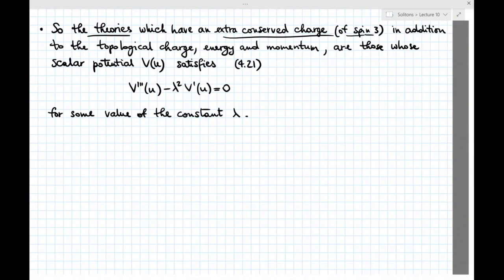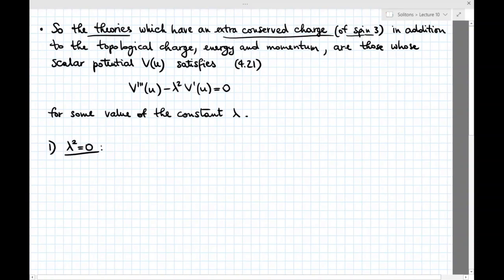To conclude the lecture, let's analyze what happens when equation 4.21 holds for some value of the constant lambda, or rather lambda squared. So there will be essentially three options. Lambda squared vanishes, lambda squared is positive, and lambda squared is negative. Let's start with lambda squared equal to 0.